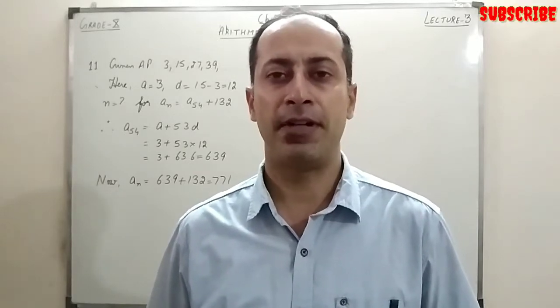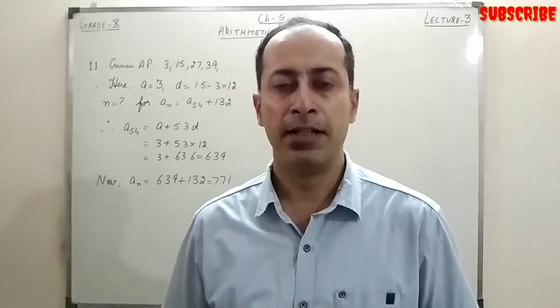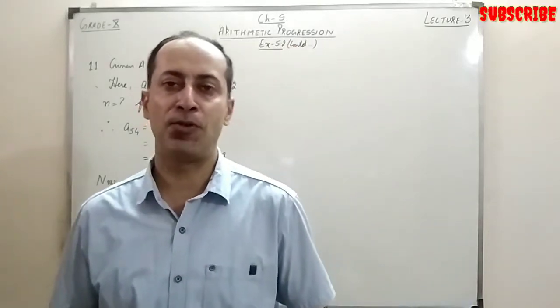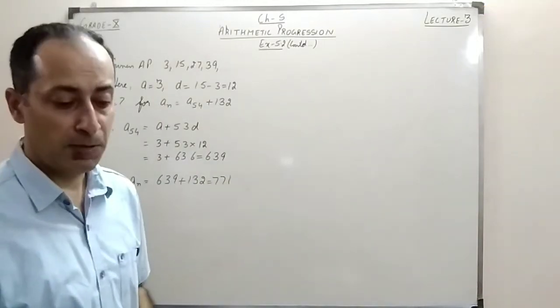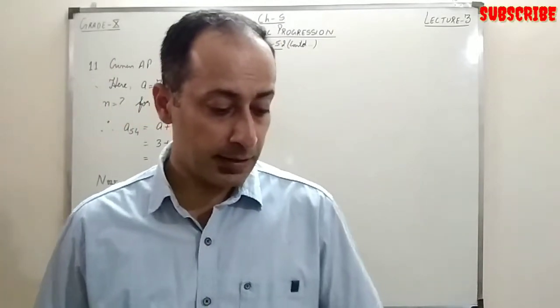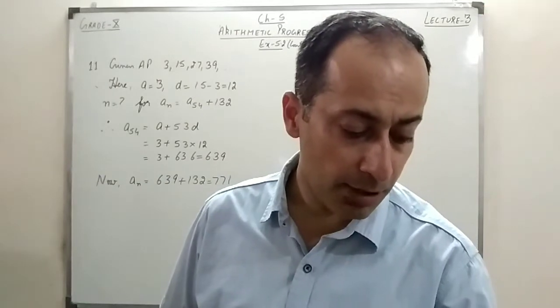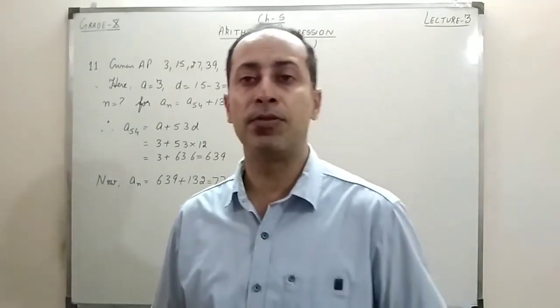The remaining questions are from exercise 5.2, which we left in the first exercise. So let's start with the 11th question of the exercise. In the 11th question, what is given to us is: which term of the AP will be 132 more than the 54th term.